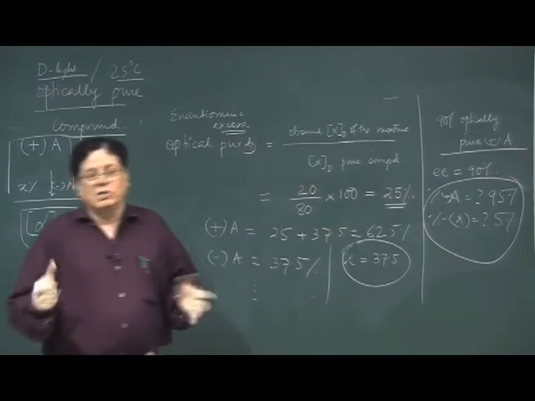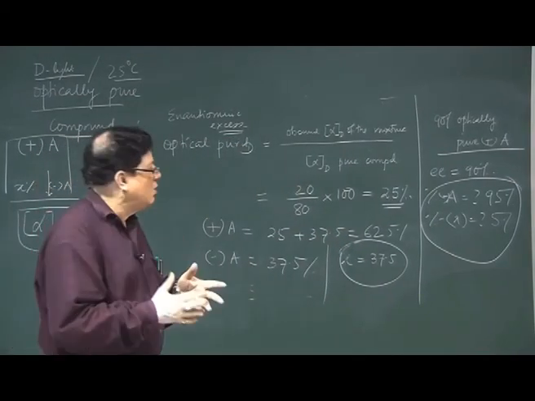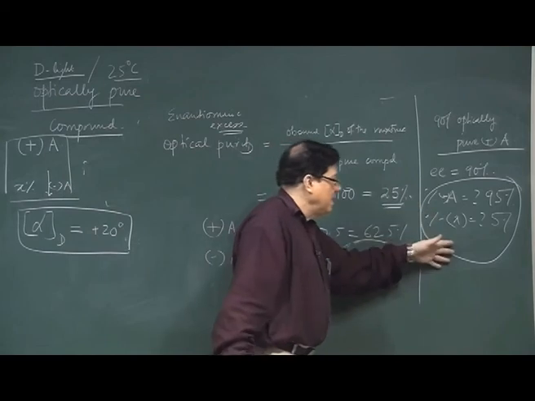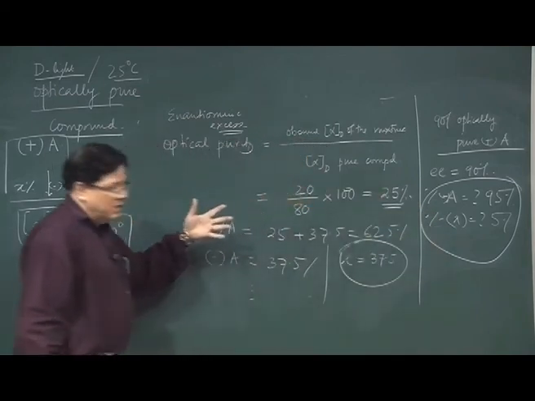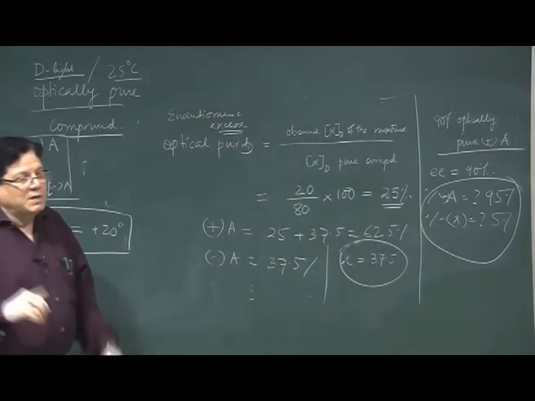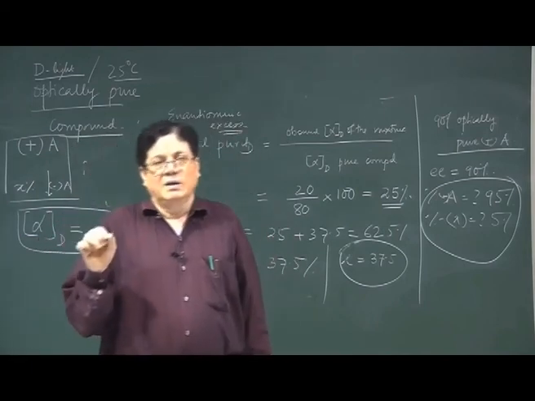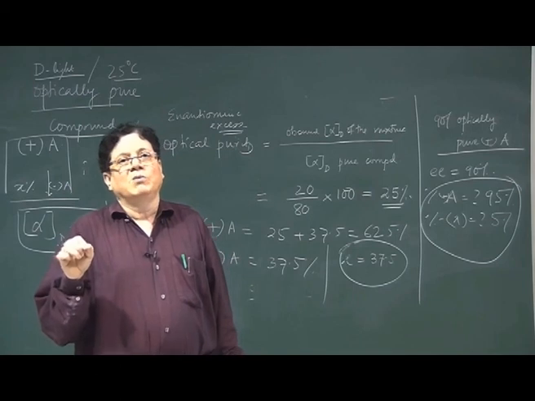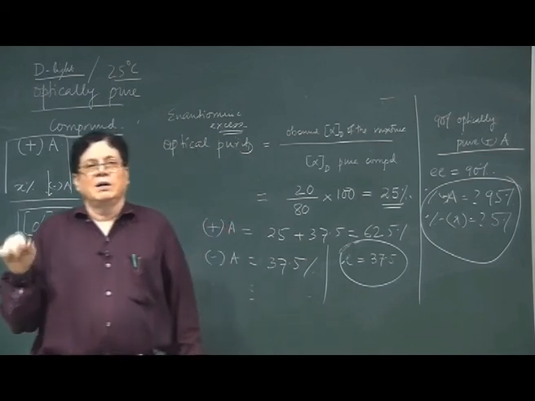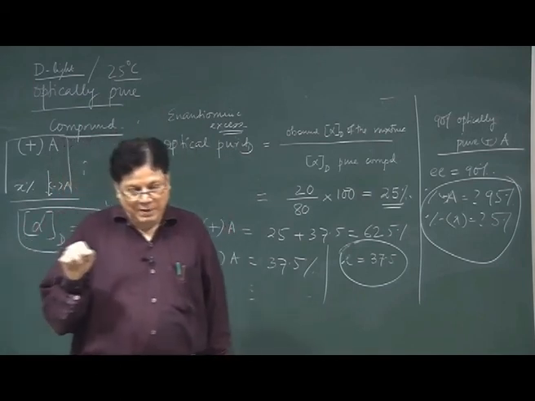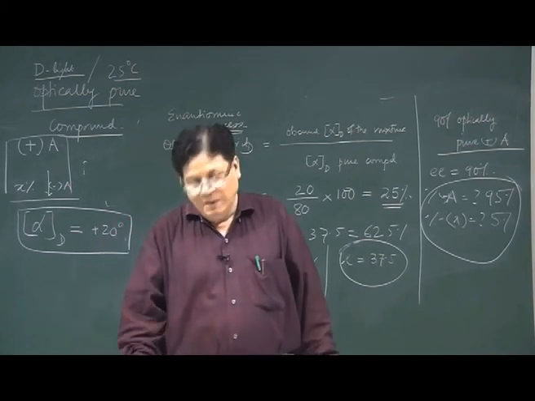So, that is the backward calculation. If optical purity or E is given, then you can calculate the percentage of plus A or minus A. And if you want to know the optical purity of a sample, we have to measure the alpha D, and then if the alpha D of the pure compound is known, you can calculate the enantiomeric excess or the optical purity of the sample.